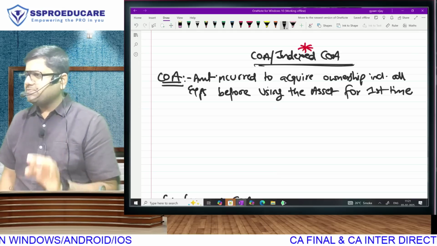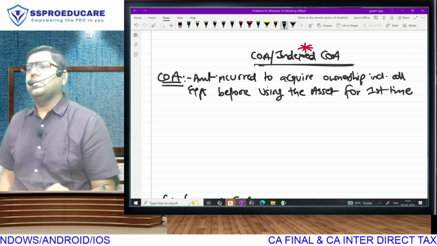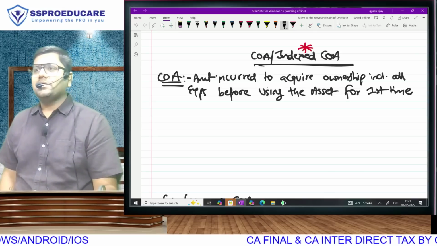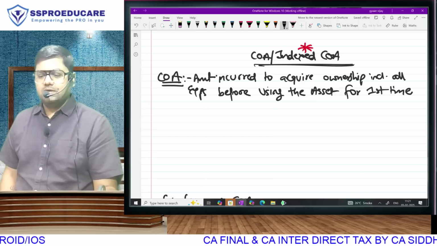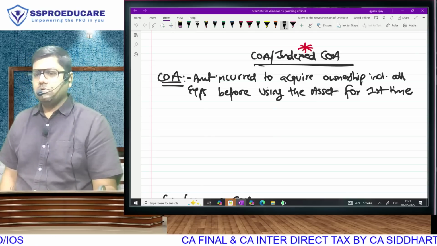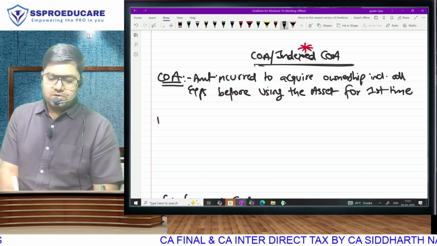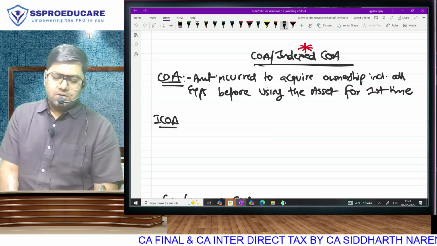So all expenses before using the asset for the first time will be capitalized. That is added to the cost of the asset. Is this correct? And what about ICAI?